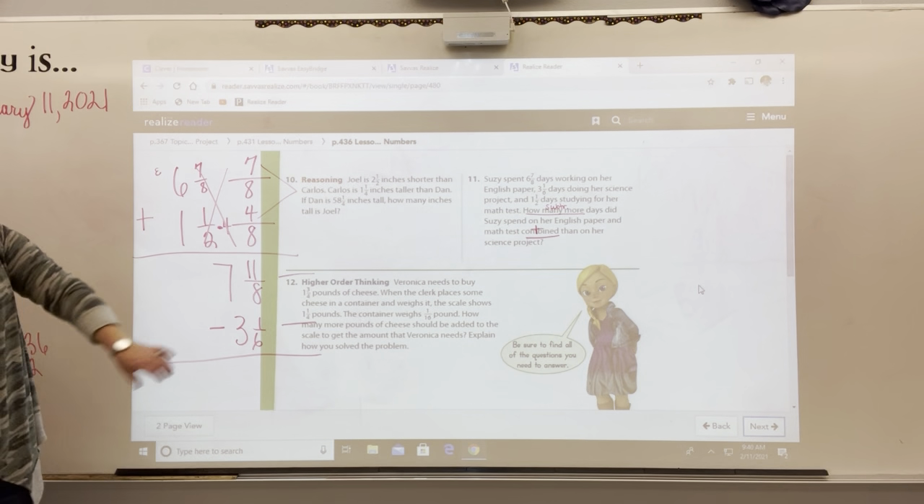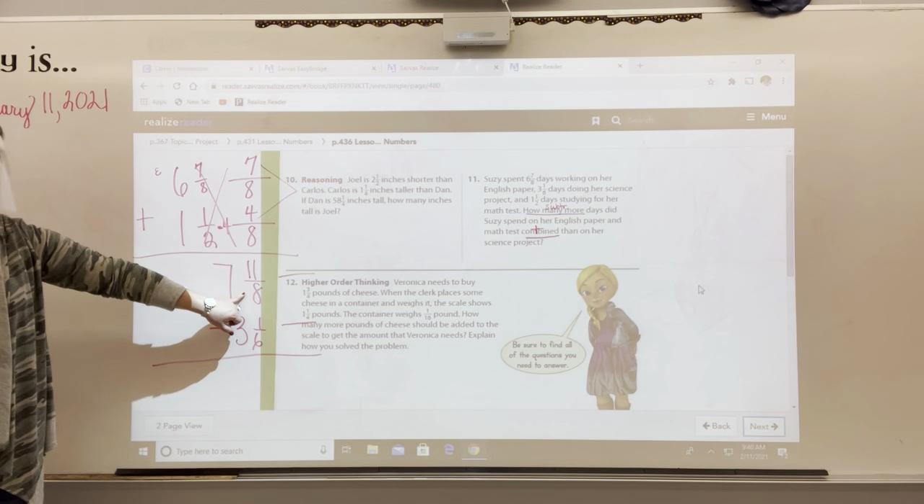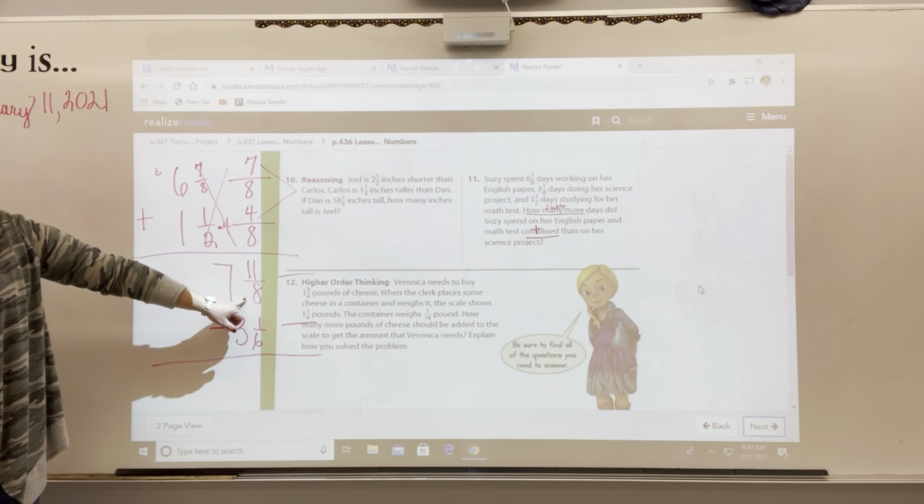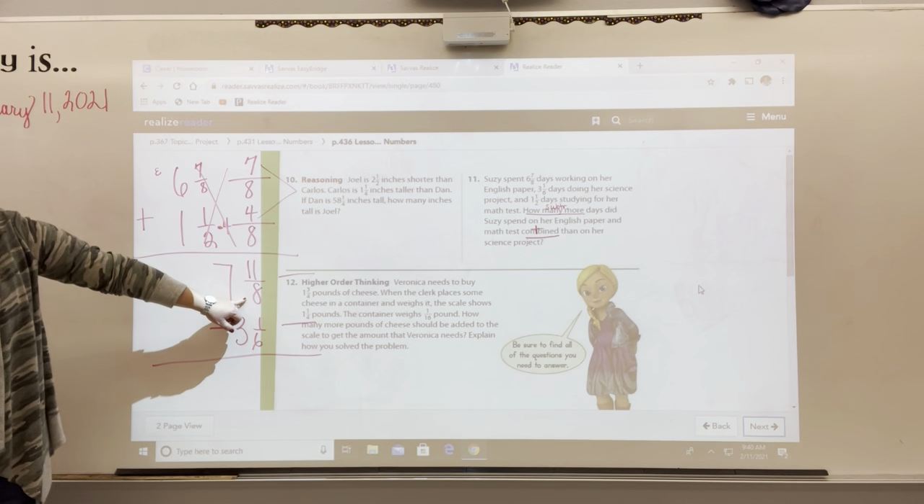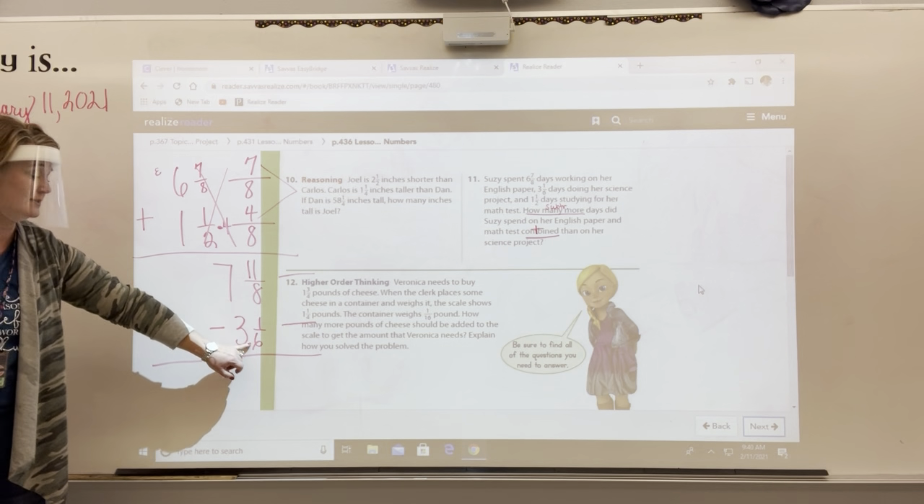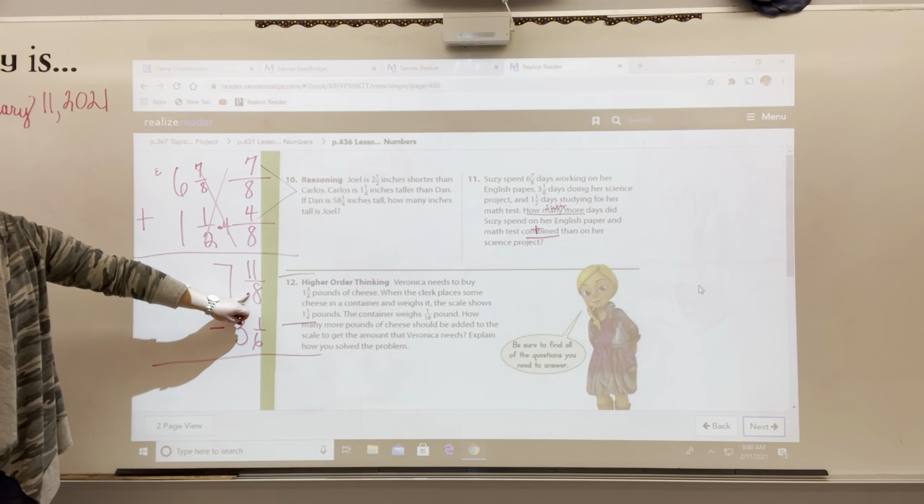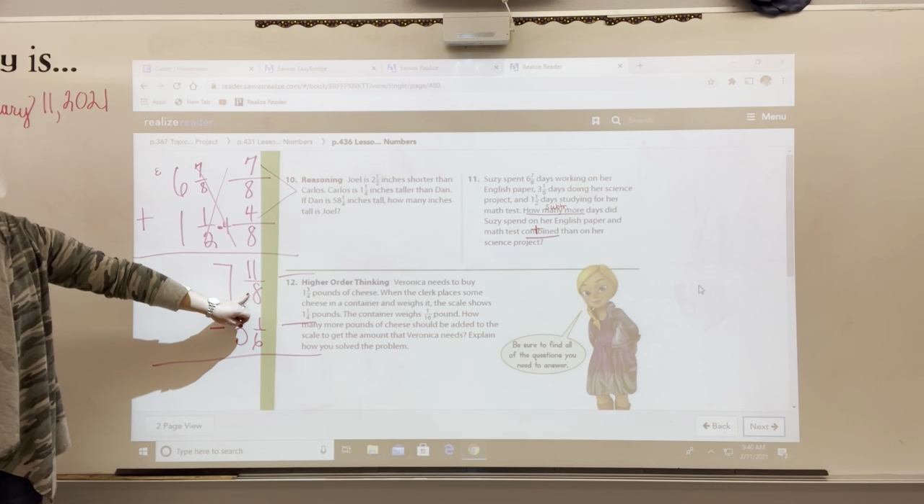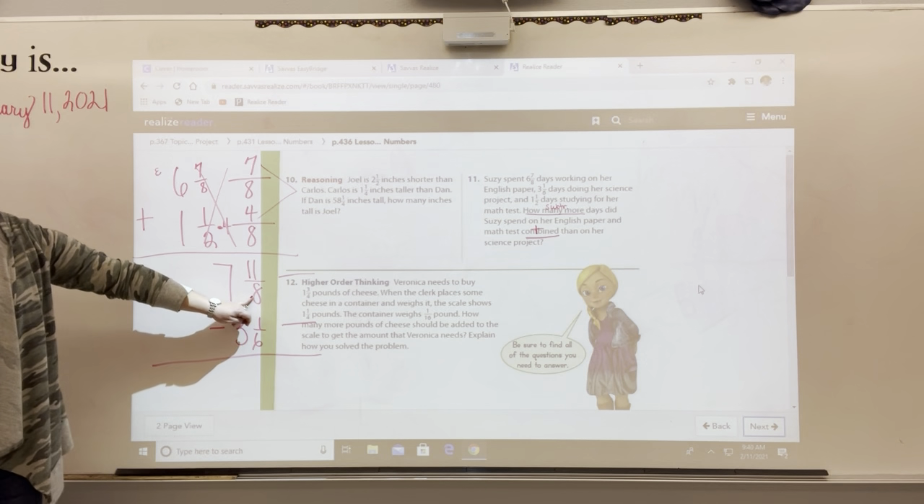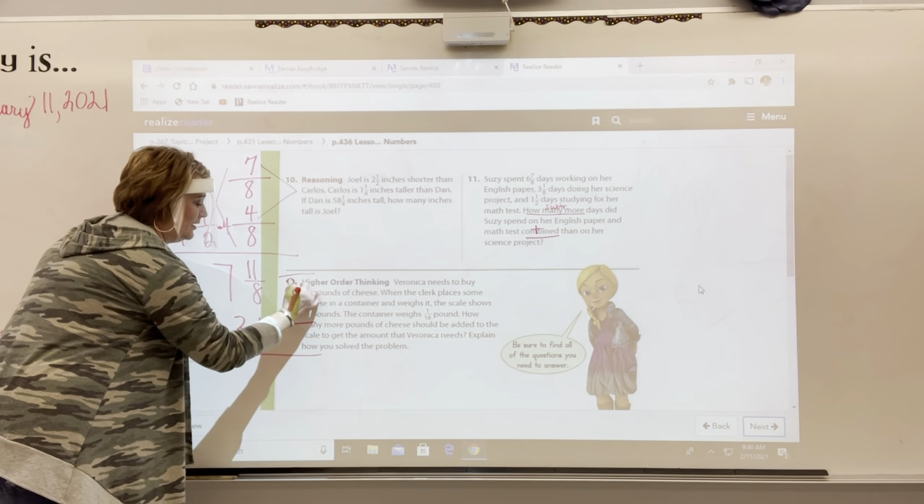Get your pencil on 8. Is 6 times something going to get me 8? No. What's my next 8 then? 16. Is 6 times something 16? No. What's my next 8 then? 24. Is 6 times something 24? Yes. So that's my denominator.